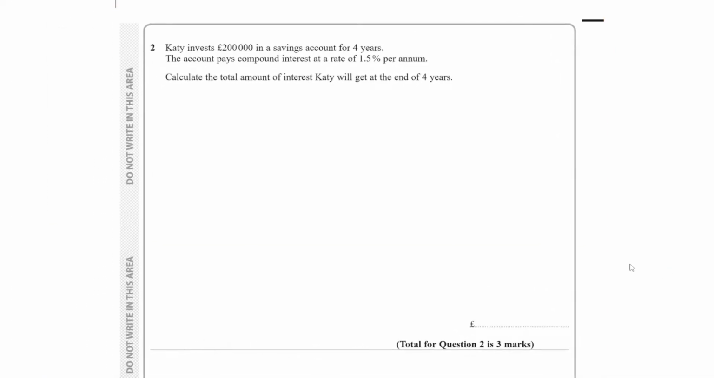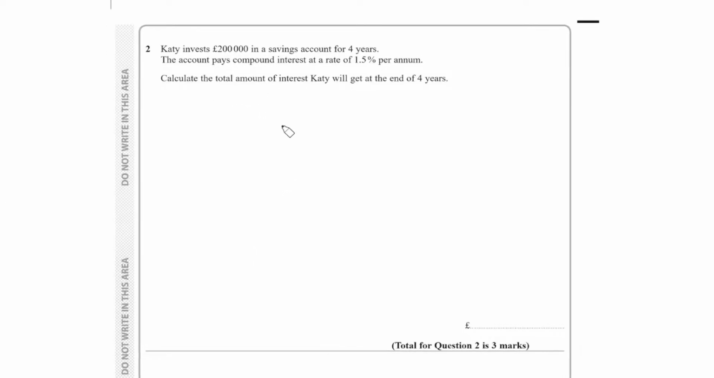Question 2, we've got Katie invests £200,000 in a savings account for 4 years. The account pays compound interest at a rate of 1.5% per annum. Calculate the total amount of interest, underline that, interest, Katie will get at the end of 4 years. So this is just a really straightforward compound interest one. So just use your formula from the formula sheet unless you already know it.